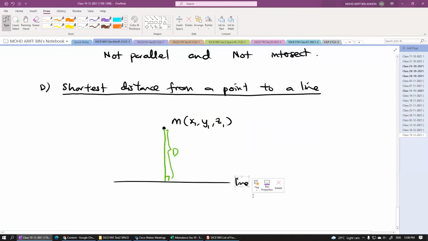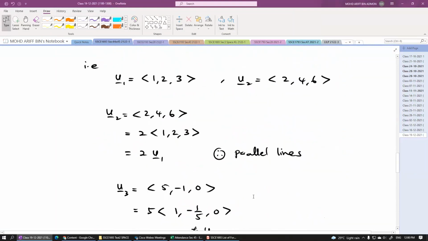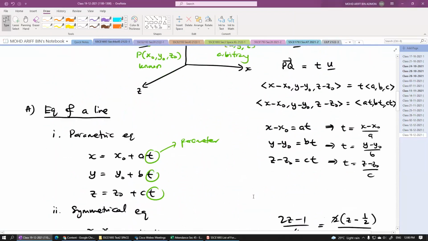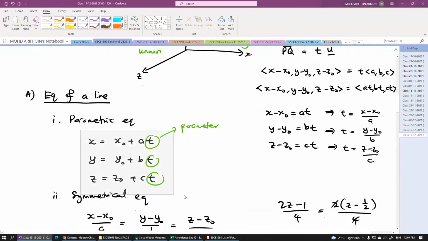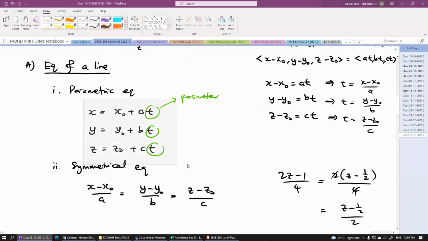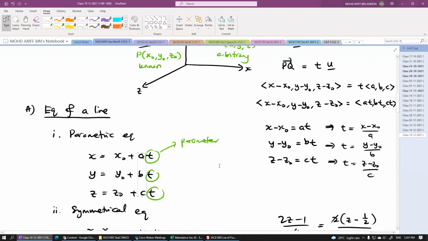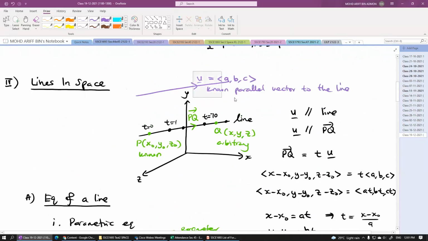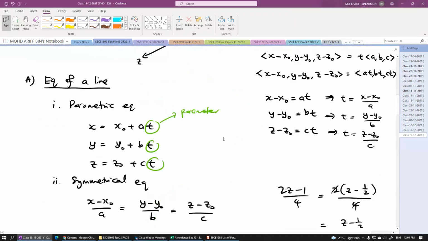Okay, based on the equation of the line. Where is your equation of the line? Here, let's say in this form or in this form. Can you tell me what information we can obtain from this equation of a line? Vector. Parallel vector, ABC, isn't it? ABC, parallel vector. Non-parallel vector, isn't it? Another one?